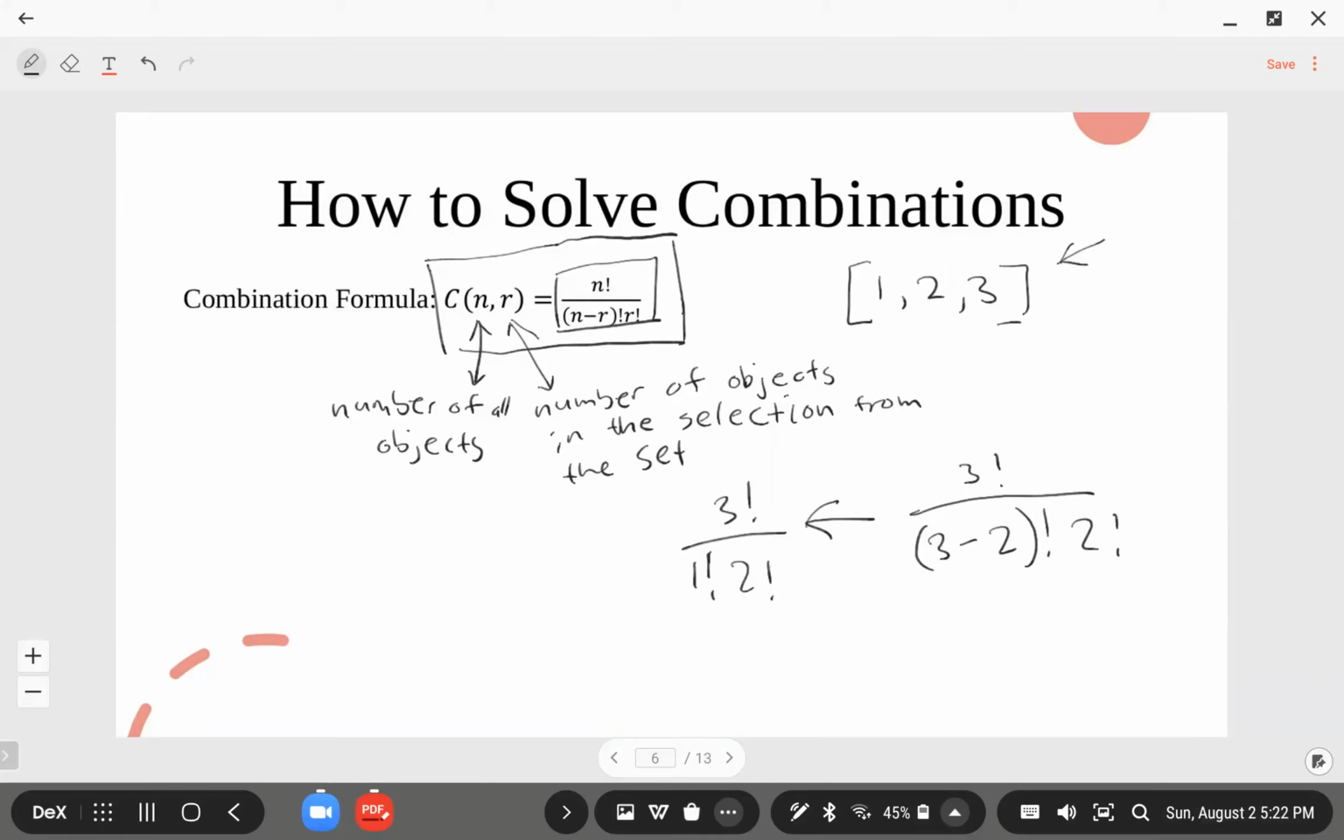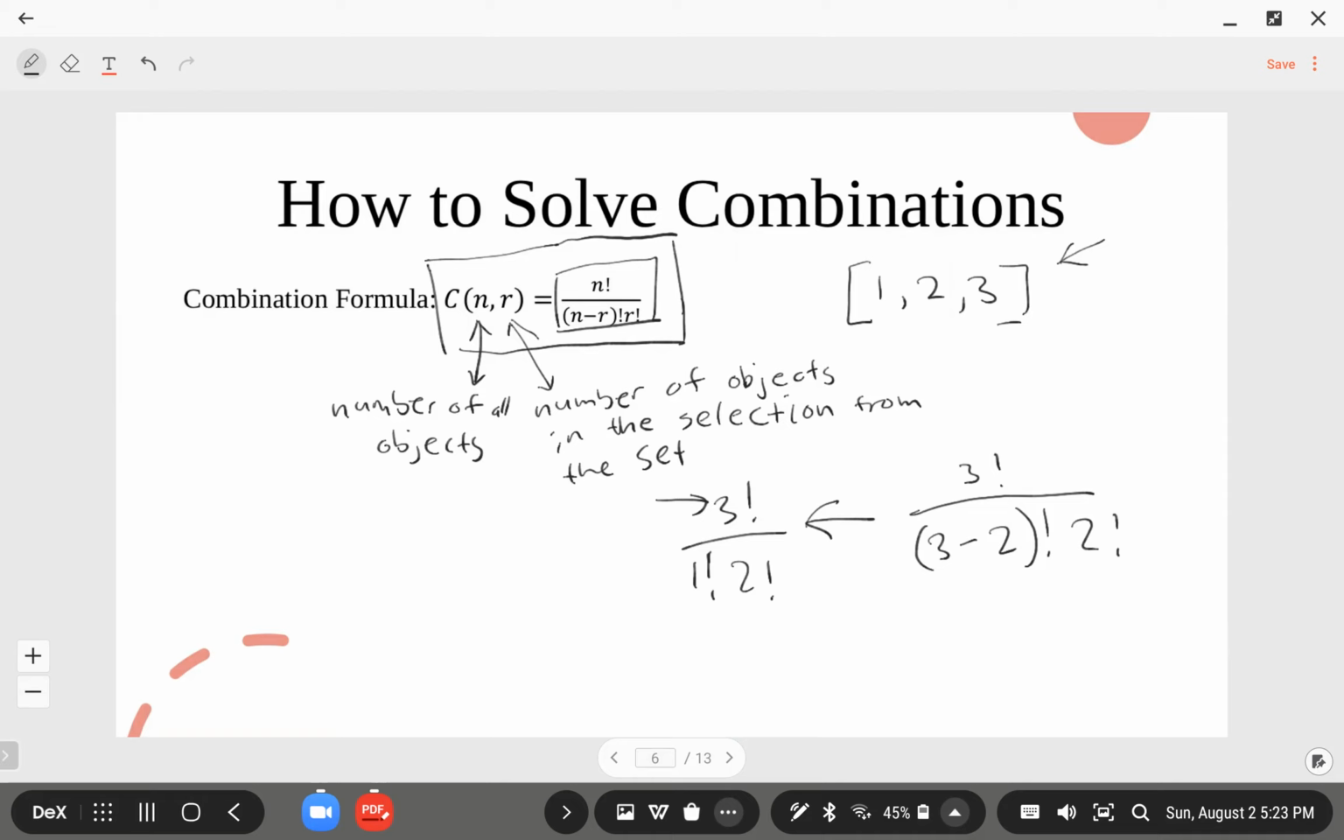Now, how do we get this? So 3 factorial is the permutation of every single object, all the objects in the set. But permutation involves order, right? So you're basically ordering the objects. But remember, order doesn't matter in combinations.